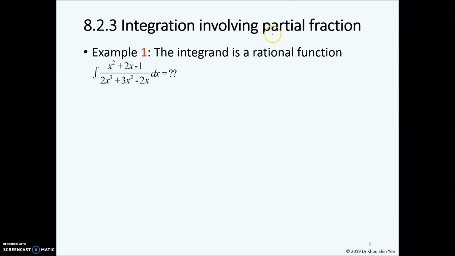With that, we have completed the discussion about partial fractions. Now you should be able to perform partial fractions. Let's continue by solving the integration involving partial fractions.